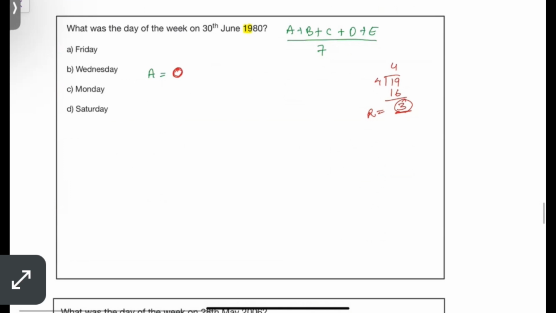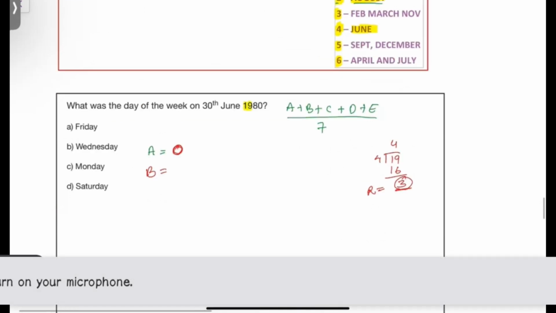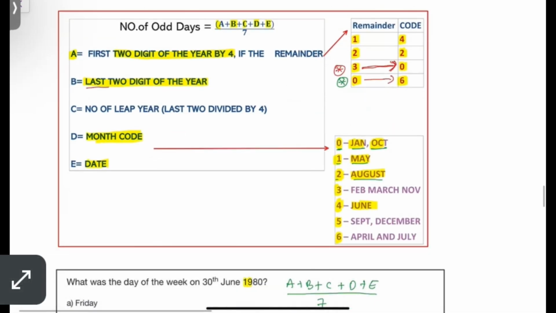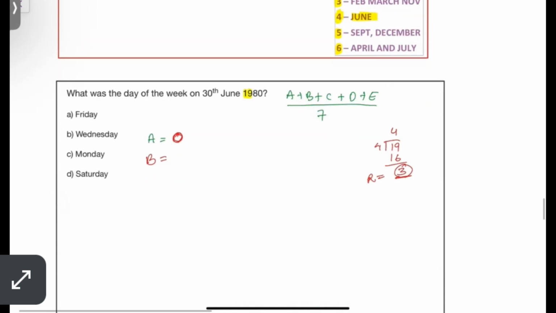What about B here? According to the question, B is the last two digits of the year. The year here is 80, so I'll just write 80 there. The last two digits of the year are 80, so that's the reason why I'm writing 80 here. Why 0 here? Because our remainder is 3. If the remainder is 3, then the code is 0. That's the reason why I wrote it there.